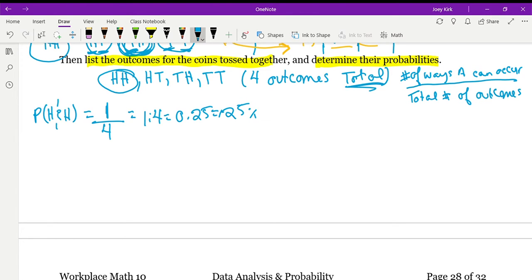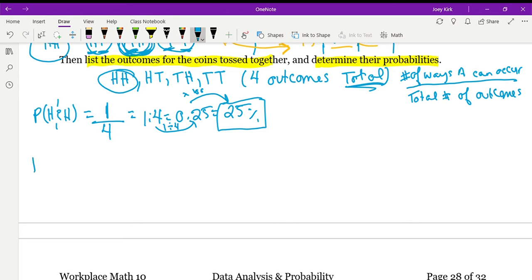Remembering, sorry, that got kind of messed up. It would be 25%, remembering that here we're multiplying by 100 to get to 25%. And to figure out how to get to the decimal, we're doing our numerator divided by our denominator, 1 over 4. Okay? Just a quick reminder from section 5.5.